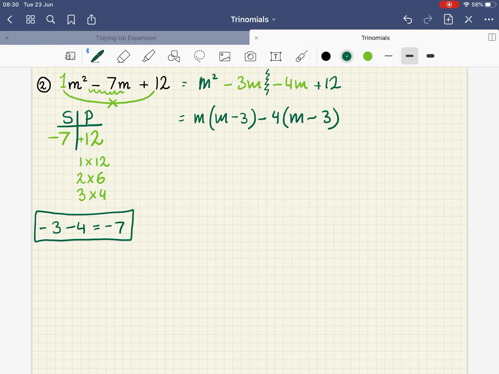And there we can see my two brackets are the exact same. And then one of mine is going to be that m minus 4. And my other bracket will be this m minus 3. Okay, next one.